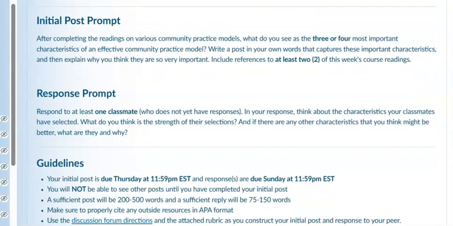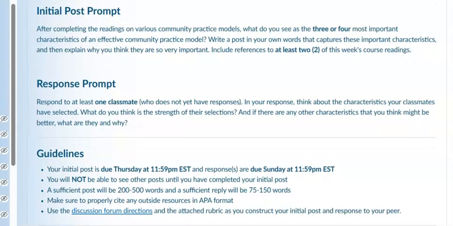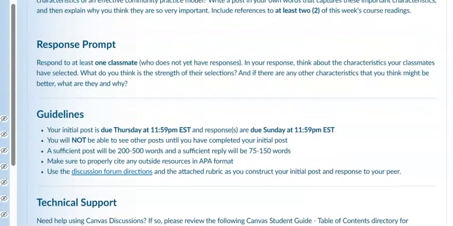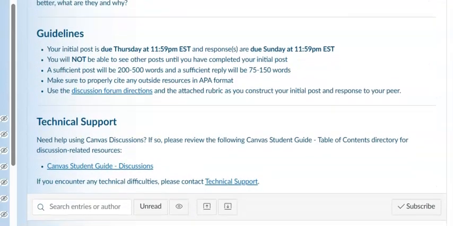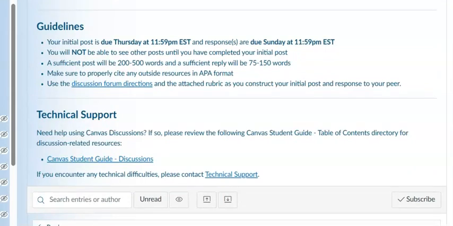You are to respond to one of your classmates, and you will talk about the characteristics that they selected. What do you think is the strength of their selections? Are there any other characteristics that you think might be better? What are they and why? For this one, your initial post is due by Thursday. You will not be able to see other posts until you have completed your initial post. And your follow-up, reviewing one of the posts of your classmates, is due on Sunday.